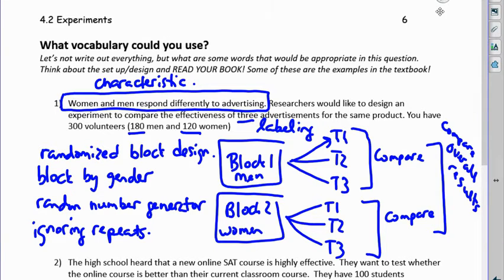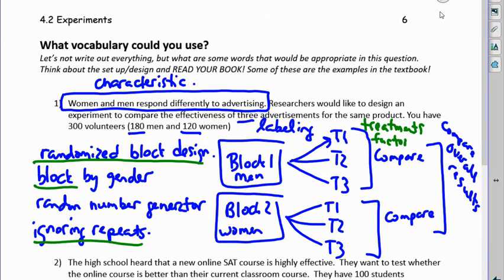So the vocab that I would see: you can call these treatments, or you could call them factors. The factor would be the type of ad. Okay, anyway.